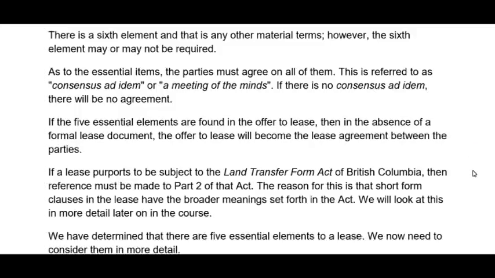If a lease purports to be subject to the Land Transfer Form Act of British Columbia, then reference must be made to Part 2 of that Act. The reason for this is that short form clauses in the lease have the broader meanings set forth in the Act. We will look at this in more detail later on in the course.